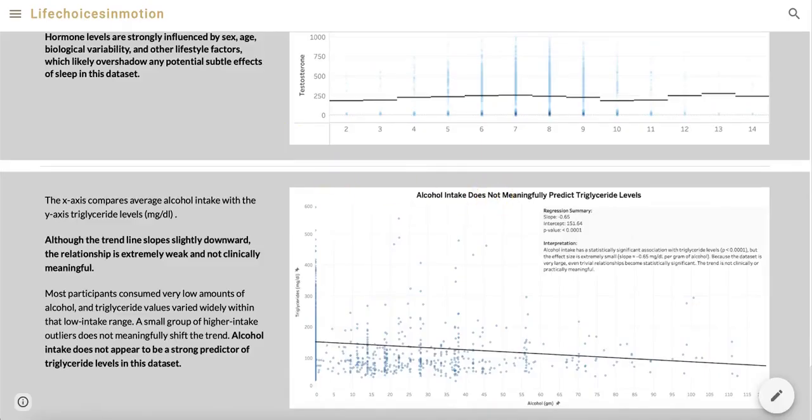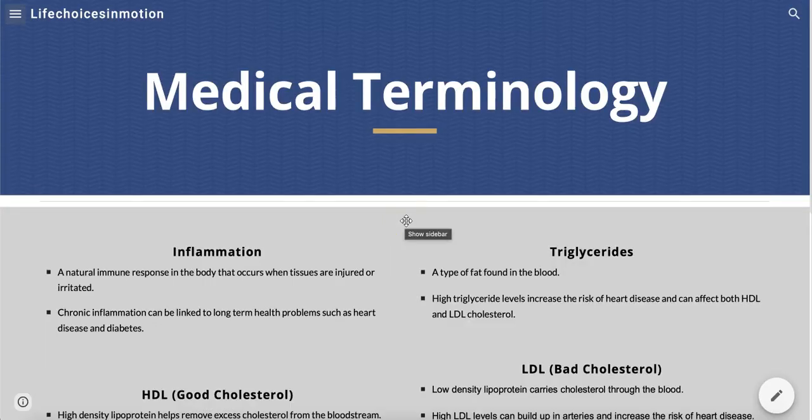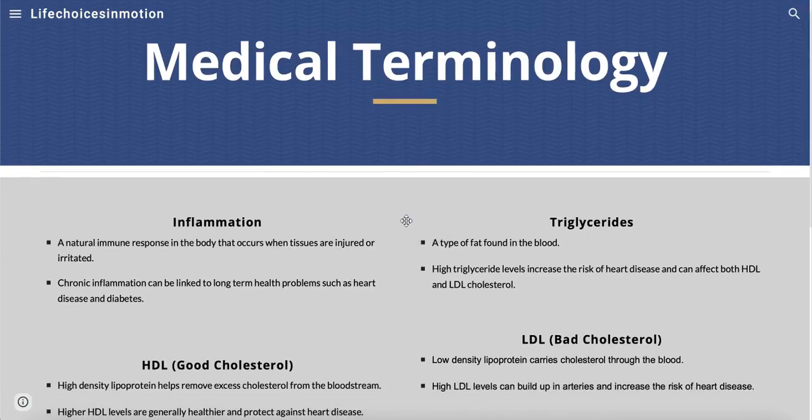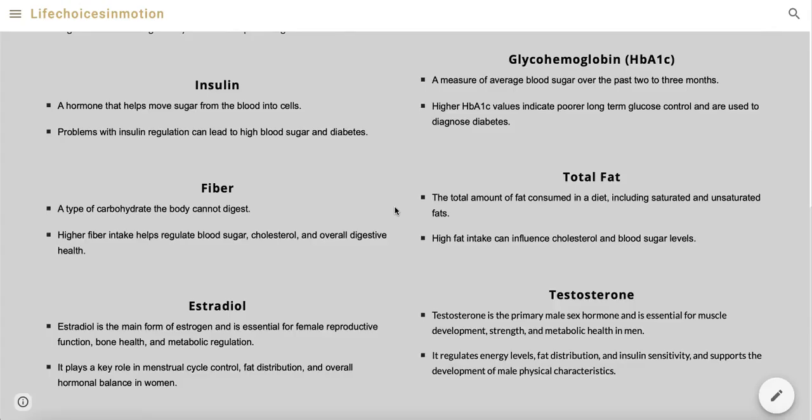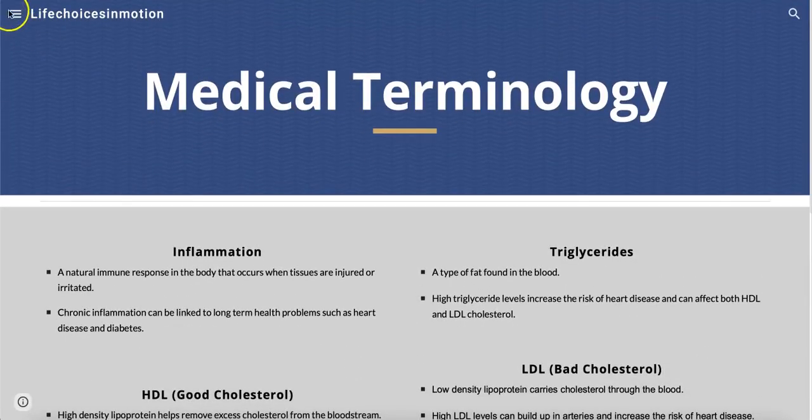We also thought it'd be a good idea to include a medical terminology section in our webpage, as a lot of users may not be familiar with many of the medical terms used in our past visualizations. The first bullet point gives a definition of what each medical biomarker is, and the second bullet point explains why it is important and critical when it comes to evaluating overall health.